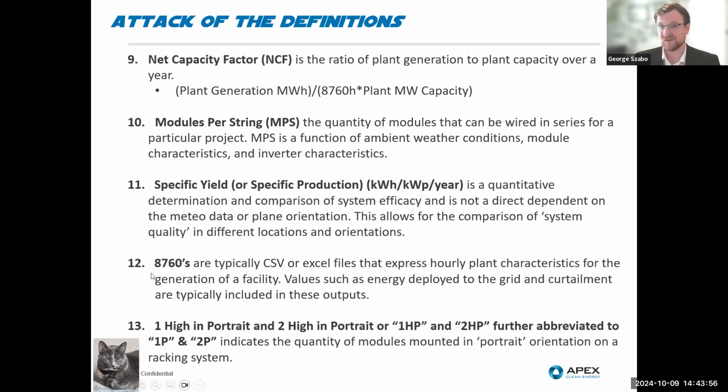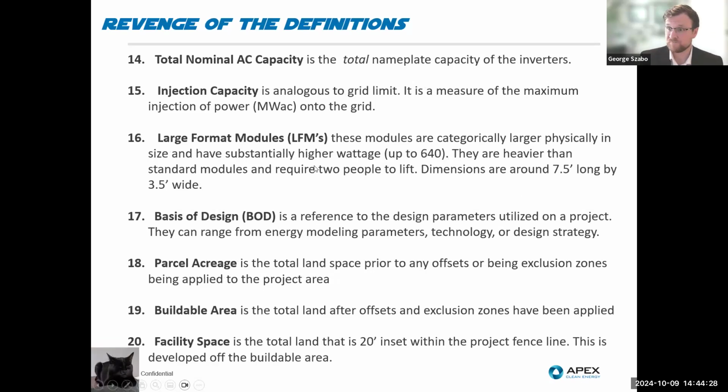8760s, you hear this a lot in the industry. For those keen, this is the quantity of hours in a given year, but it also refers to a particular production metric. Often it's generation that people care about the most, but you could have temperature, or auxiliary power over the course of the year. It's really just describing a type of parameter that's measured over each hour over the course of a year. One-in-portrait, two-in-portrait: these are abbreviations to describe different module orientations.